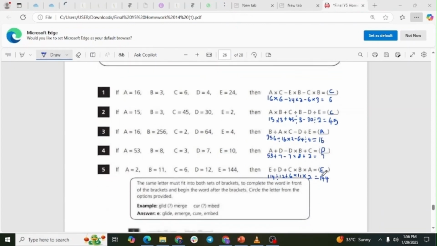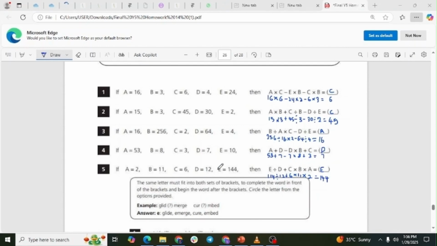Question 4. The given values are A equals 53, B equals 8, C equals 3, D equals 7, and E equals 10. The calculation is A plus D minus D times B plus C. Let's go step by step. 53 plus 7 equals 60. 7 times 8 equals 56. Now, 60 minus 56 plus 3 equals 7. The correct answer is D.